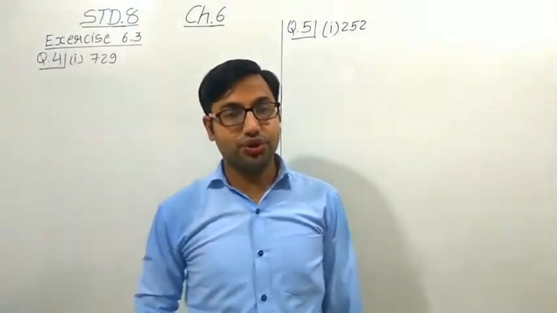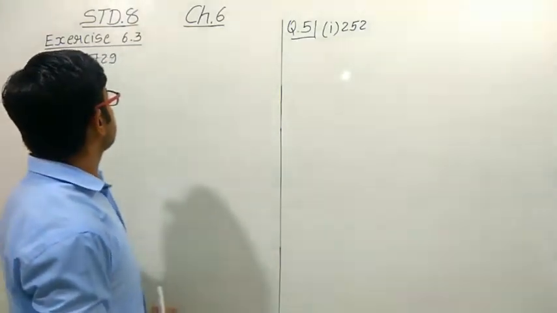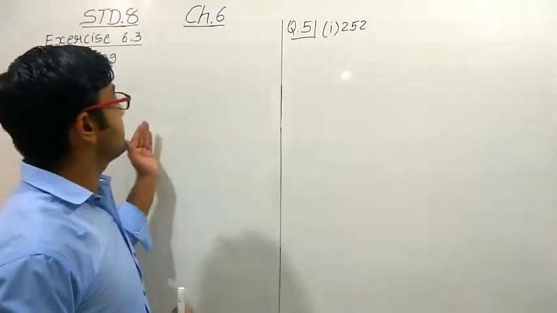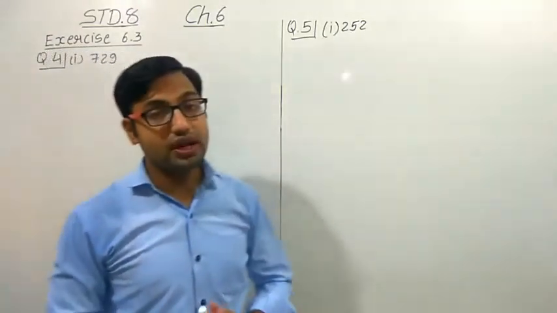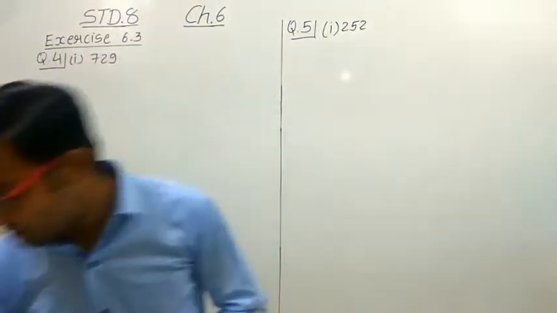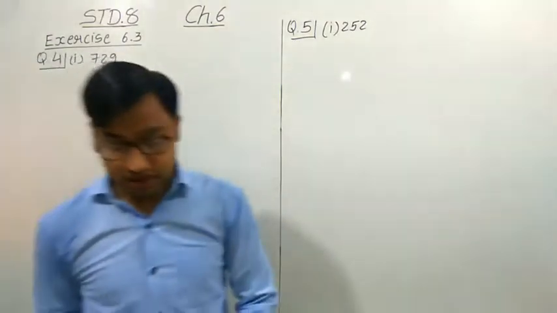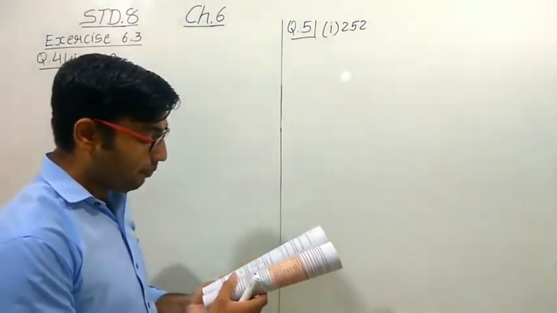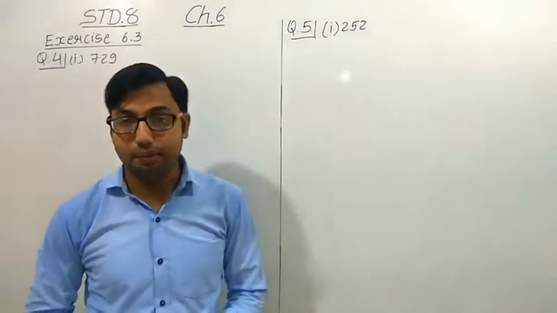Hello students, today we will continue our exercise 6.3. This is the exercise of standard 8 chapter number 6, squares and square roots. So what is the question? The question is, find the square roots of the following numbers by the prime factorization method.